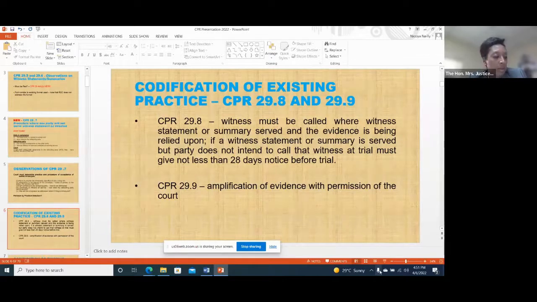29.9 is amplification of evidence with permission of the court. So something has happened in between the preparation, filing, and service of your witness statement. You can certainly seek leave of the court to give that evidence. And again, that is something that I believe happens on the ground in practice. So this is really a codification of what already happens. Next slide.